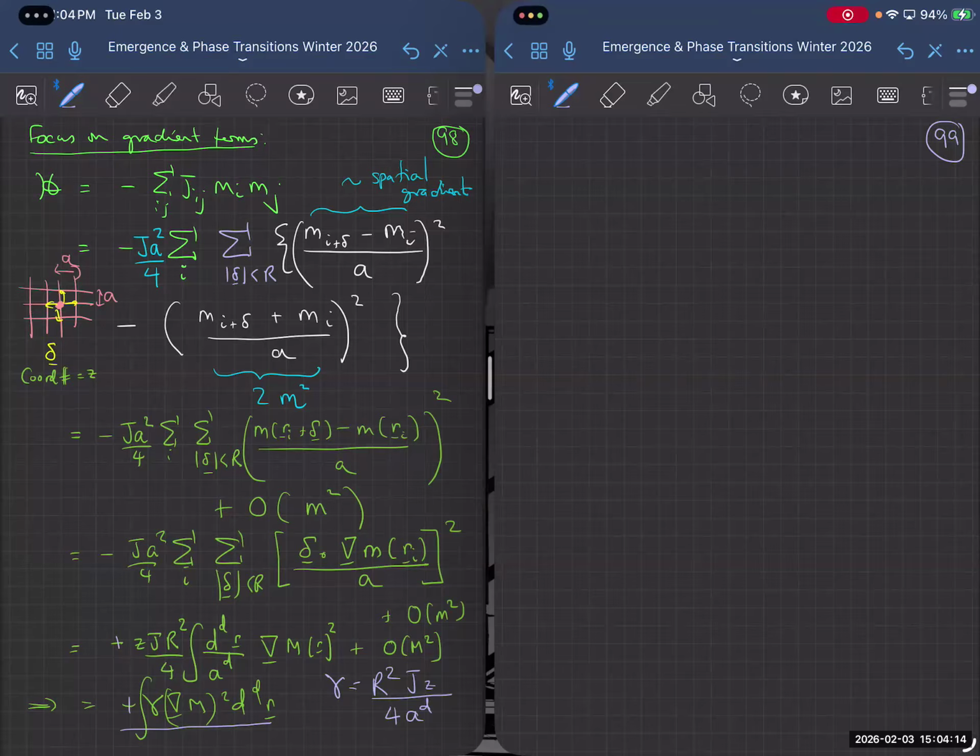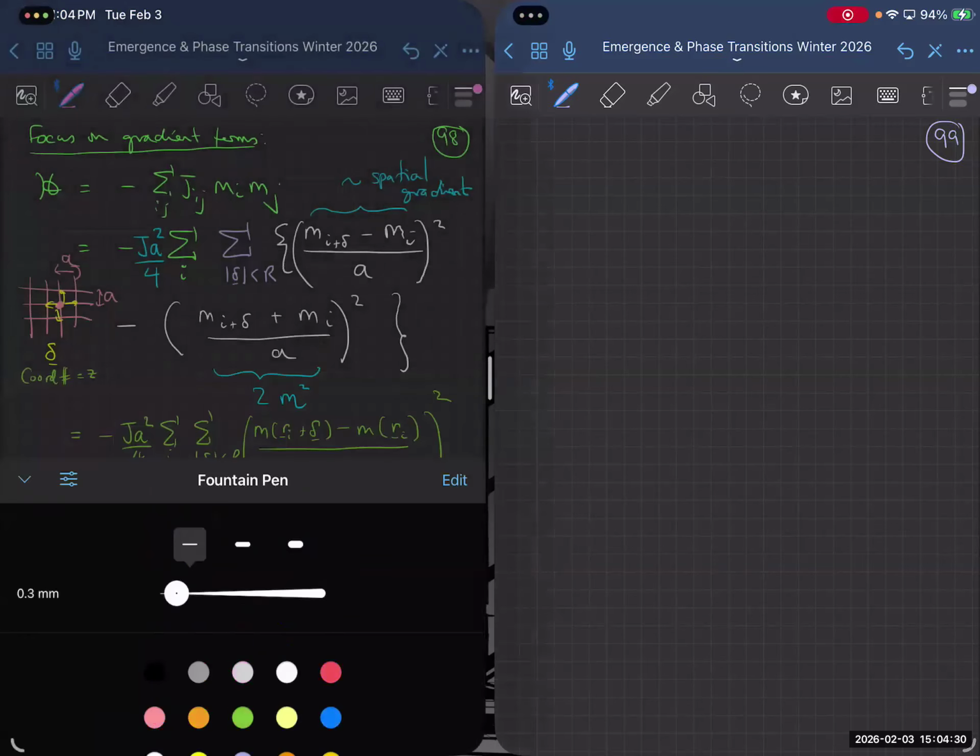All right, now I want to go on to the next topic. Any other questions about this before we go on? So the summation over i goes to the integral. Yes. And the summation over delta goes to z. Yes, that's correct. Thank you. So let me just put that in to make sure that nobody is confused about that.